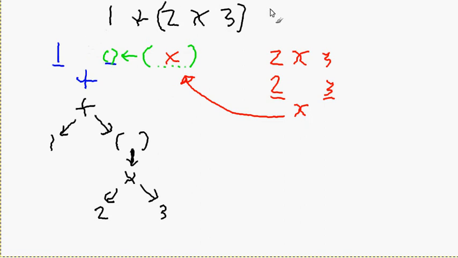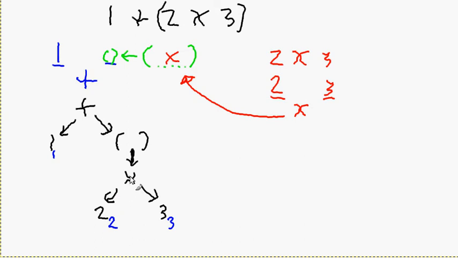To evaluate this expression, we'll need to evaluate the 3. So to evaluate the 3, we need to evaluate this plus. And to evaluate the plus, we'll first need to know what's on the left hand side and the right hand side. So the evaluation of the left hand side is just this 1. And the evaluation of this bracket thing, these parentheses, is whatever this will evaluate to. And whatever this will evaluate to is its left hand side times its right hand side. And the left hand side evaluates to 2, and the right hand side evaluates to 3.